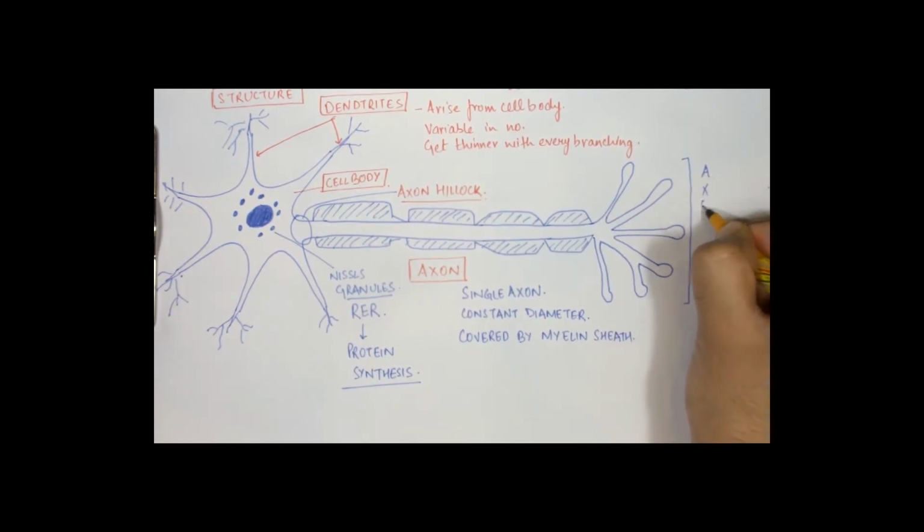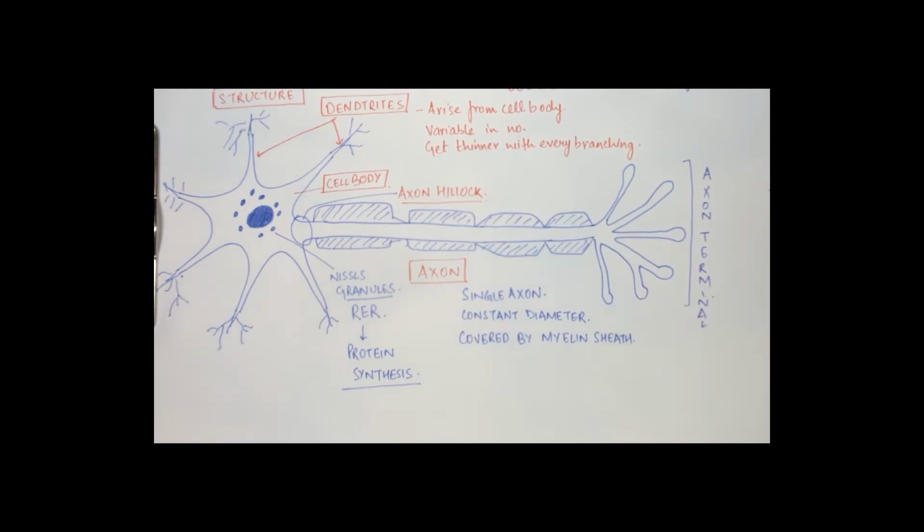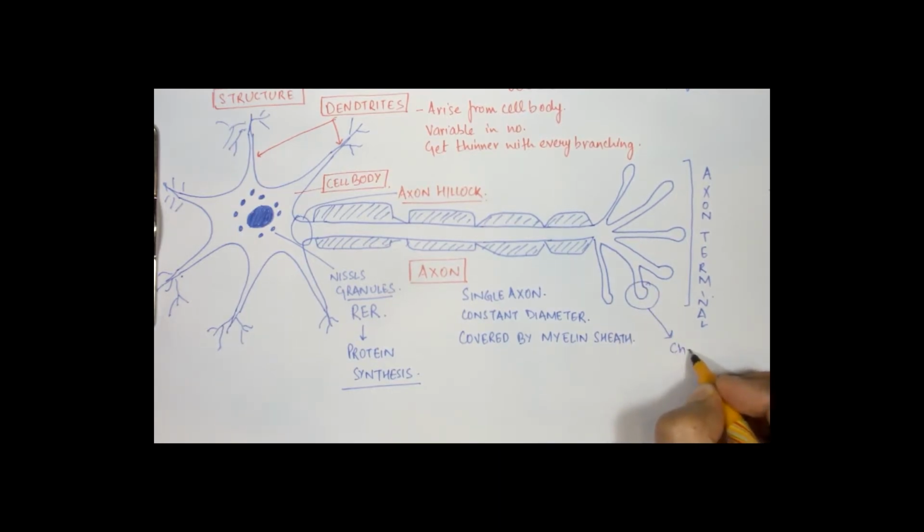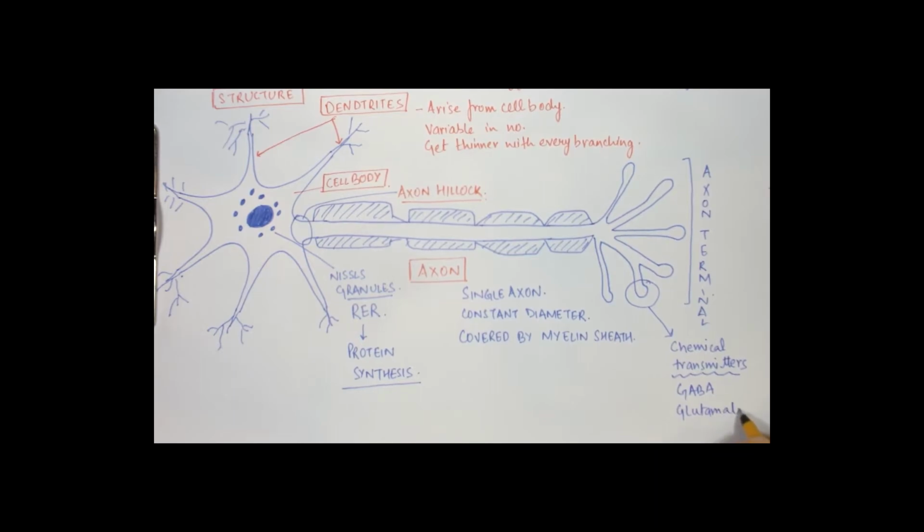The structure you see here is the axon terminal of the axon, and these are basically a collection of synaptic bulbs which are connected to the dendrites of further neurons. These axon terminals release chemical transmitters, most commonly GABA and glutamate, which help in generating new impulses in the neurons which are connected to these synaptic bulbs. So this was a brief description about the structure of the neuron.